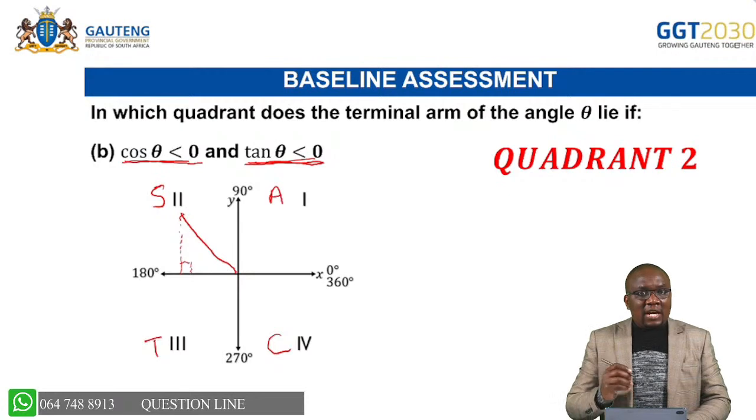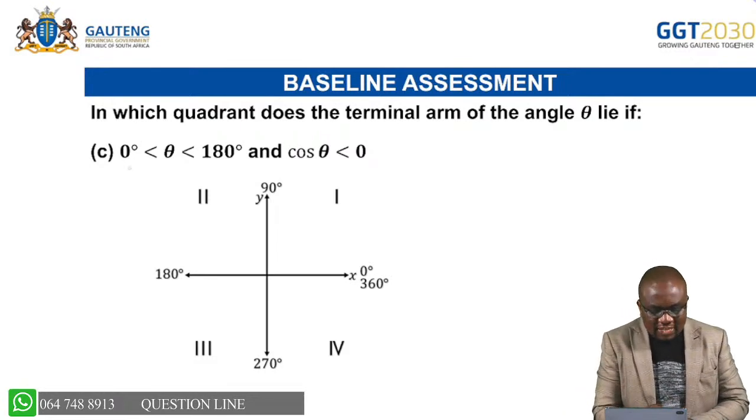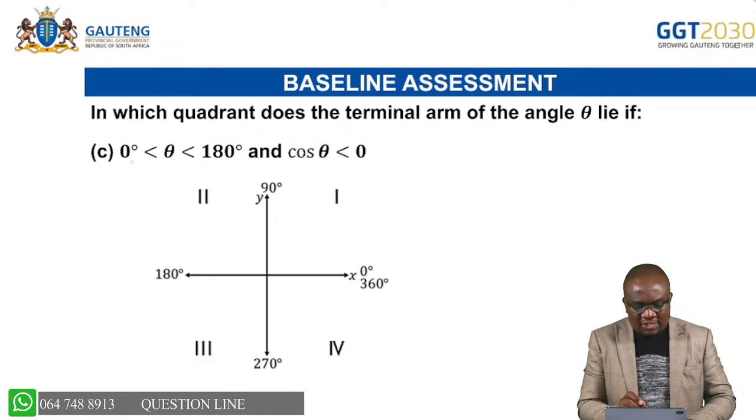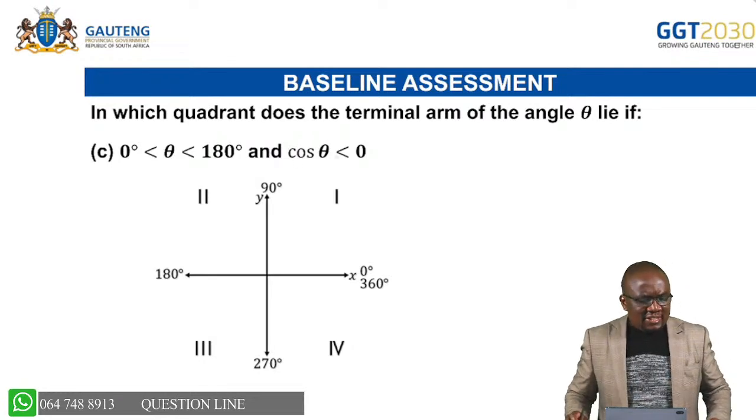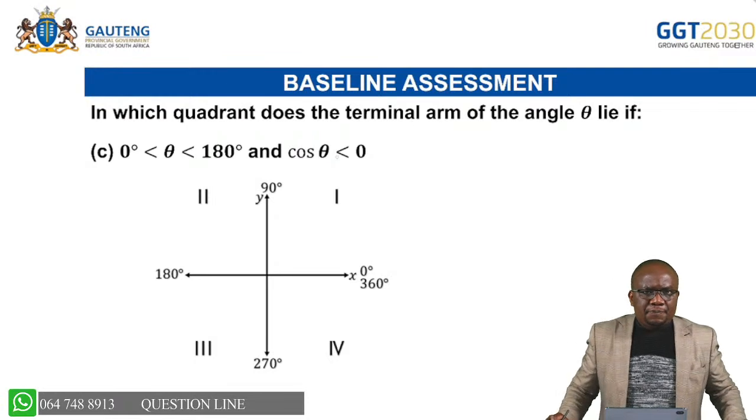Okay, right. Now what I want you to do, I want you to try to do C, and then after 1 minute we mark our work. Can you identify the quadrant for this one? If the angle is between 0 and 180 and cos theta is negative. Okay, let's try to identify the quadrant there. Let's try. 1 minute.